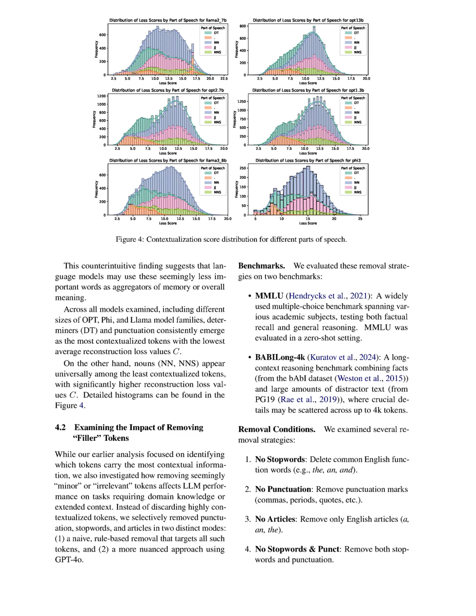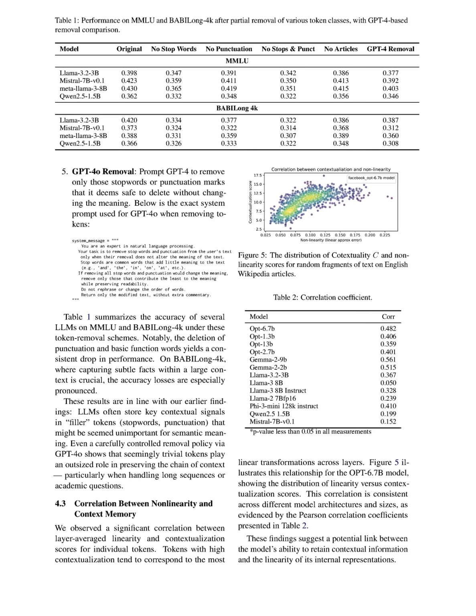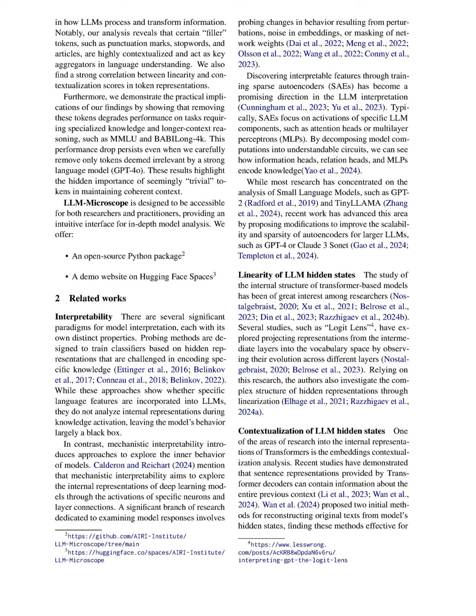The study employed several token removal strategies, including naive rule-based removal and a more nuanced approach using GPT-4o to selectively remove tokens deemed safe to delete. Performance metrics were based on accuracy scores from these benchmarks, revealing that the removal of seemingly trivial tokens consistently led to a drop in performance, particularly in tasks requiring extended context. This demonstrated the effectiveness of LLM-Microscope in highlighting the importance of contextual signals stored in filler tokens.